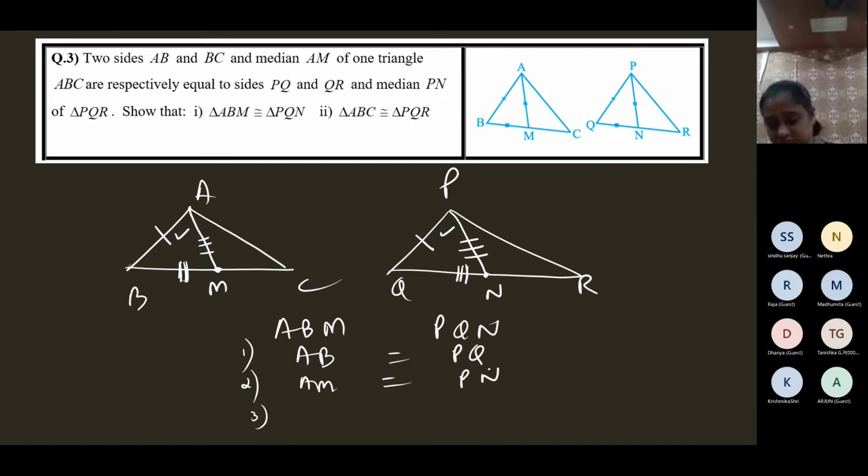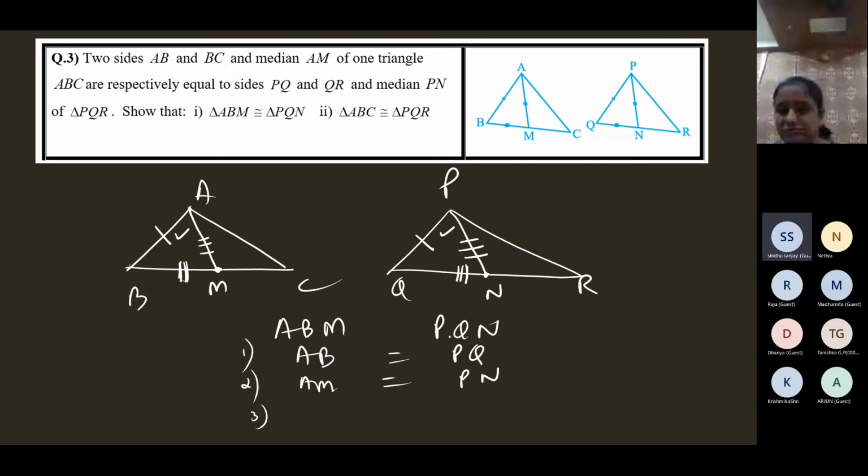One more information. Ma'am, BC is equal to QR. But that's not a valid information, because BC is not a side of ABM. BC is equal to QR, but BC is not a side of ABM. What are the sides of ABM? AB, BM, AM. And the sides of PQN: PQ, QN, PN. So BC is equal to QR is correct, it's given, but that's not relevant to these two triangles.